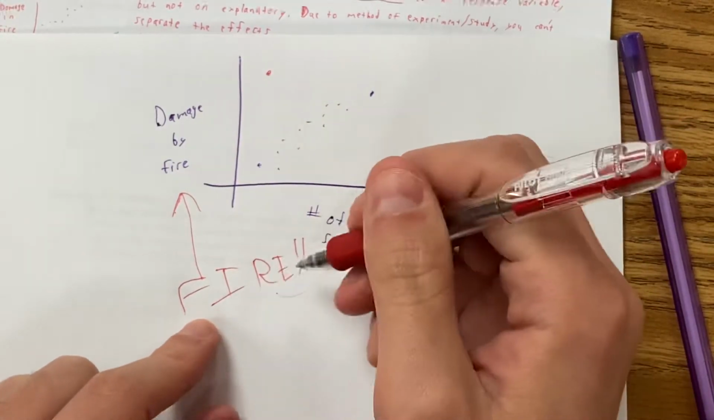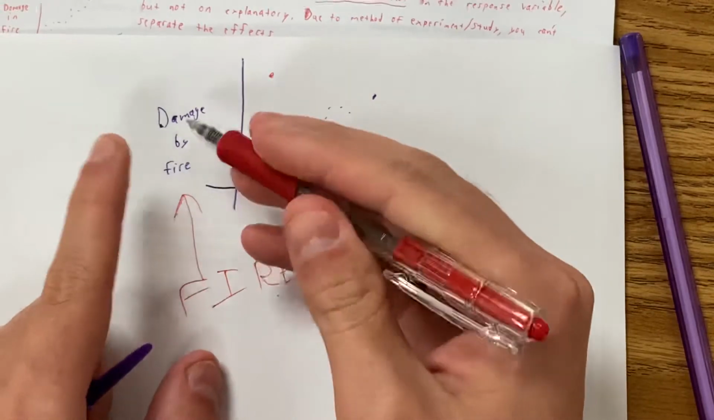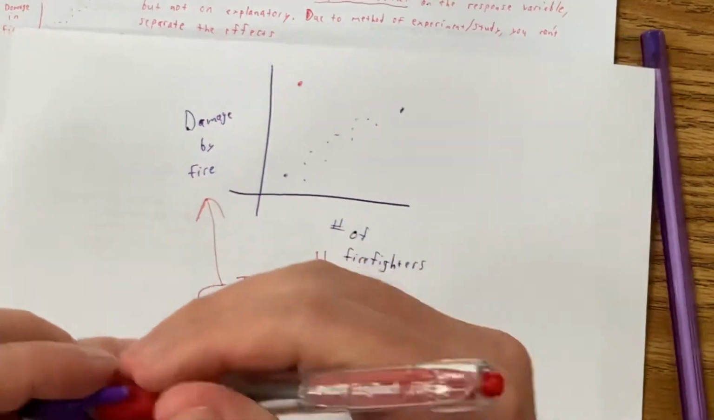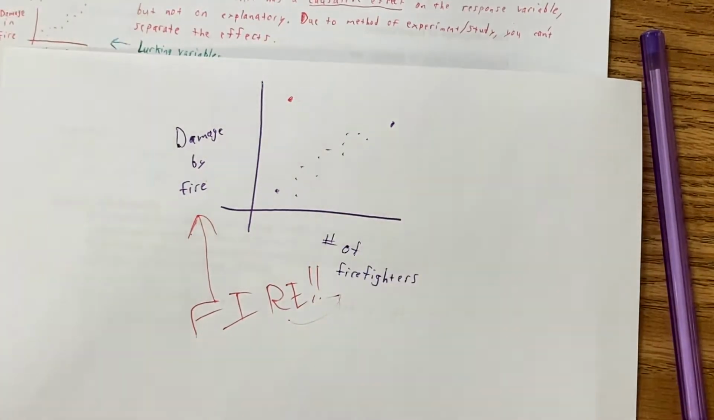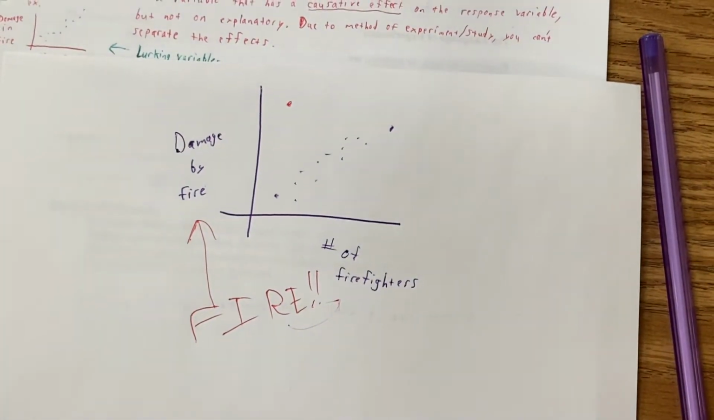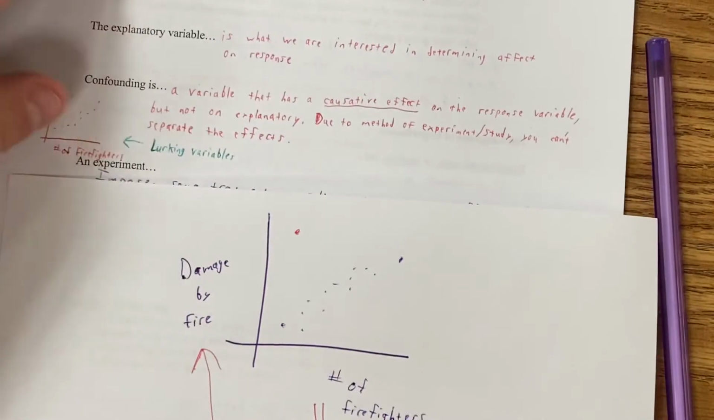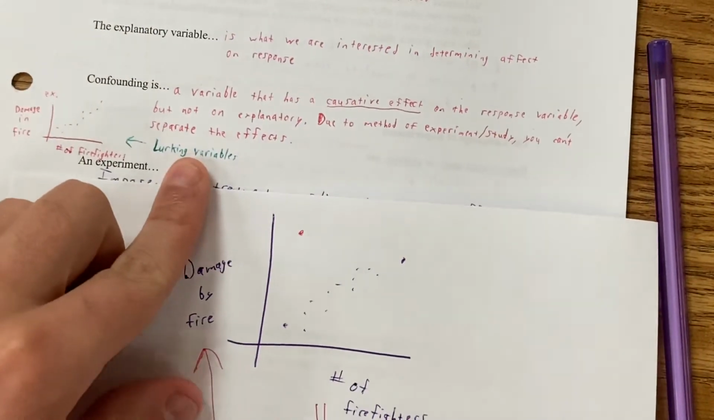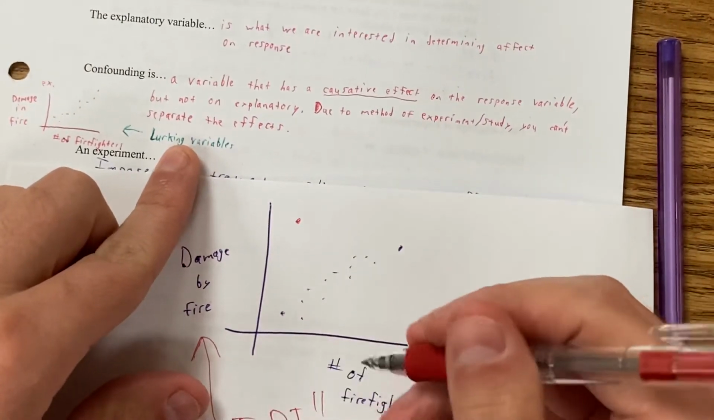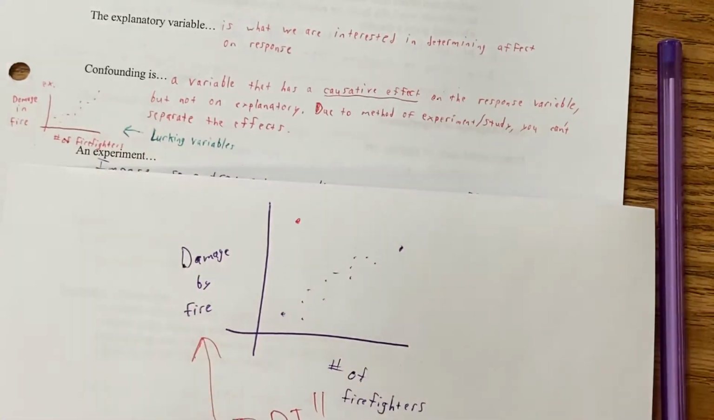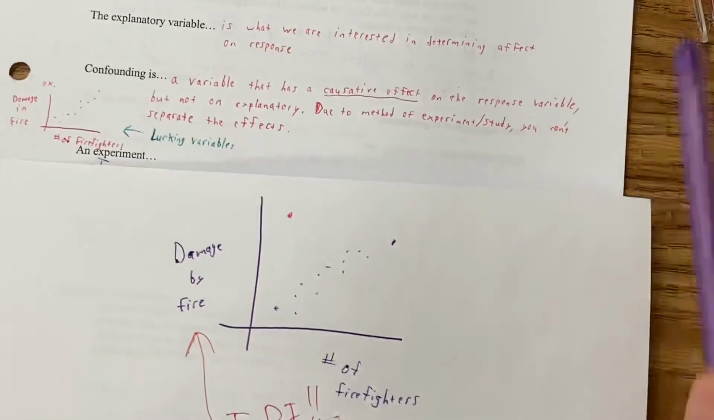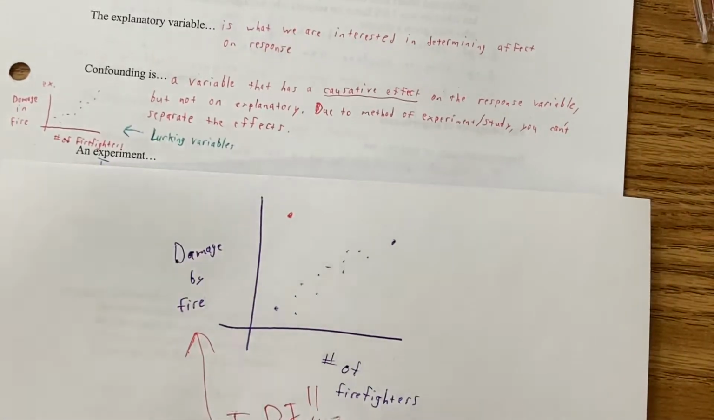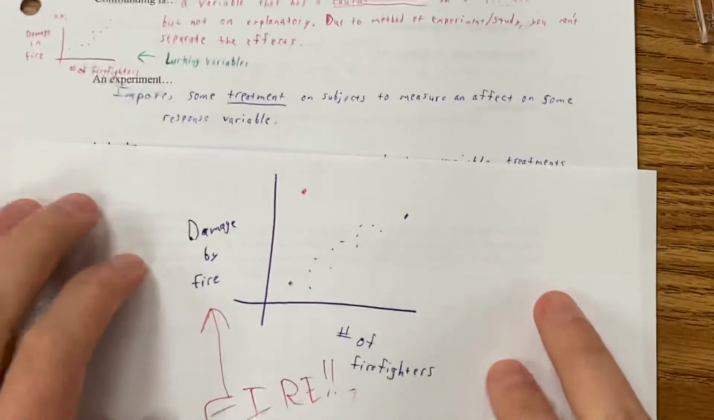It is impossible for a bigger fire to not cause more damage. So it has a causation on one of them, but not the other. It's also known as a lurking variable. Looks like I wrote it down there. A lurking variable is just something where it's not a cause-effect because of something in between that you weren't looking at immediately that's actually causing it, or might be causing it. You technically don't know because that's not what you're studying at the moment. Okay, there we go.